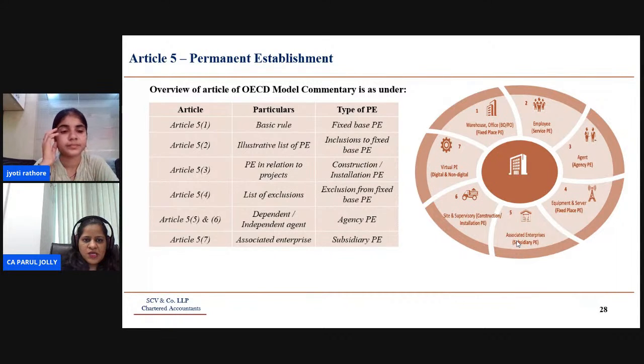So Article 5.1 is basically the basic rule, that is a fixed base PE through which the business of the enterprise is carried on. So if a non-resident has a fixed base here through which he is carrying on a business, that is considered as a fixed base PE. There is numerous jurisprudence available to understand what is a fixed base, how much duration is considered as fixed base. So we have this Formula One, wherein even the racing tracks are considered fixed base PE. So Article 5.1 is the basic provision on what is a fixed base PE. 5.2 basically gives an illustrative list of PE, like warehouse, branch, office, factory.